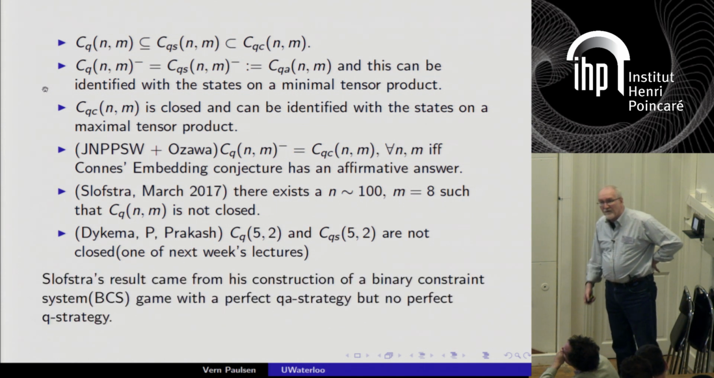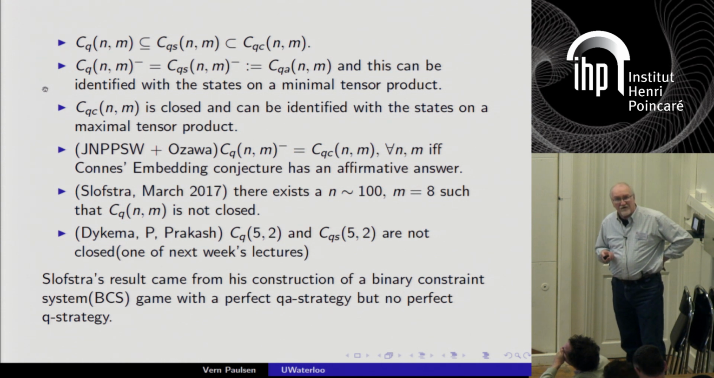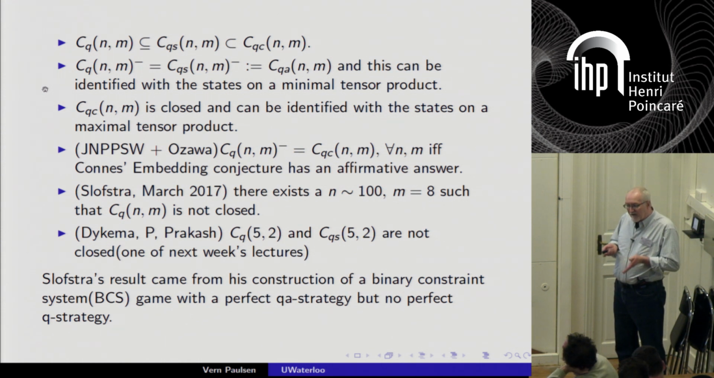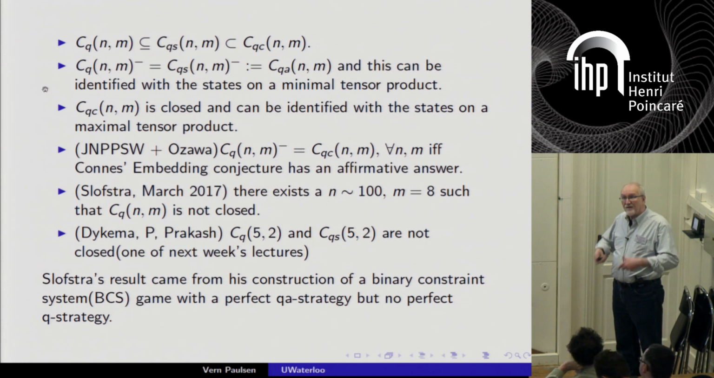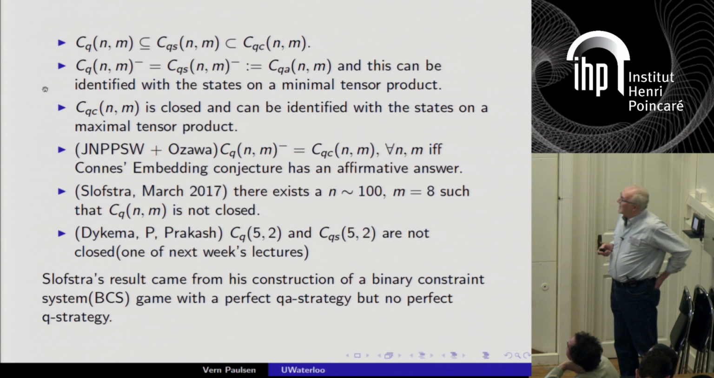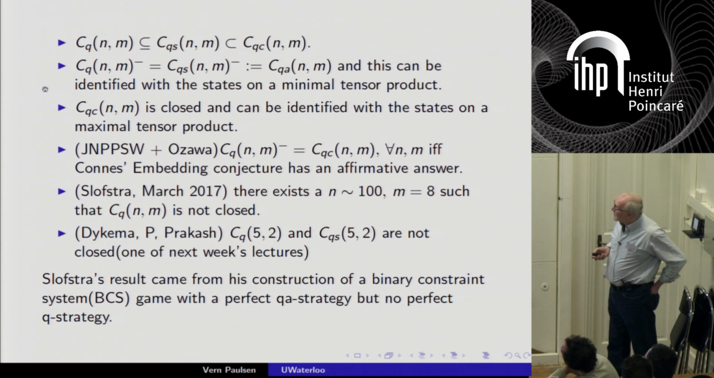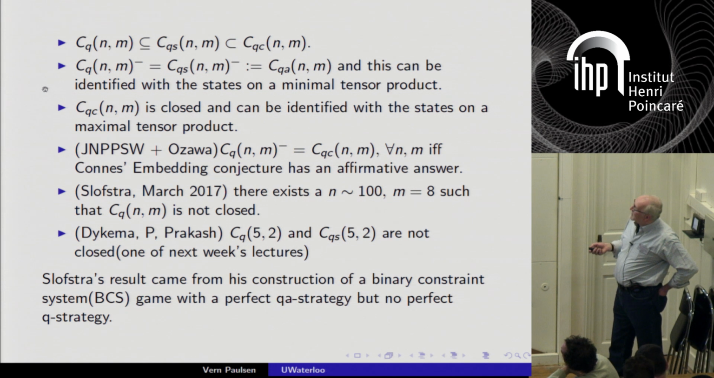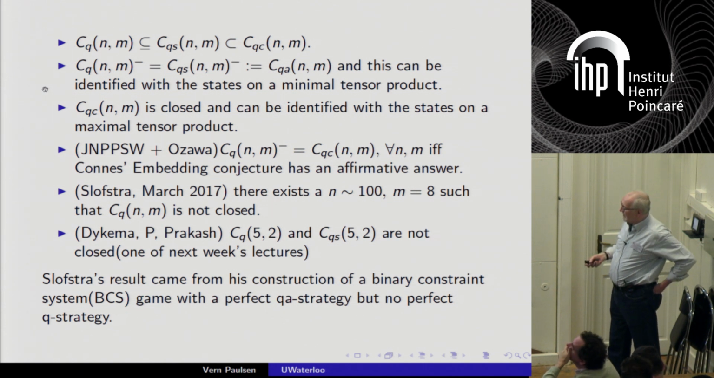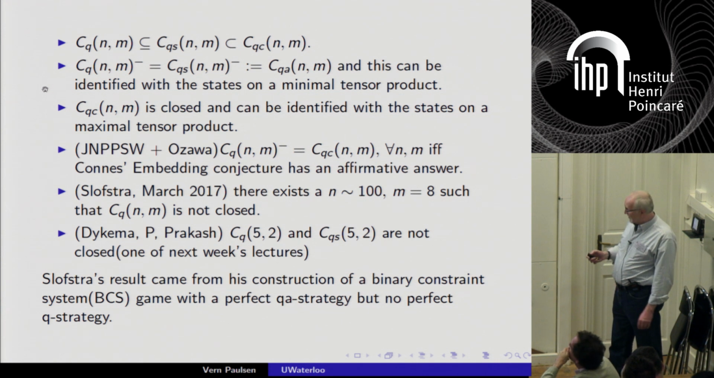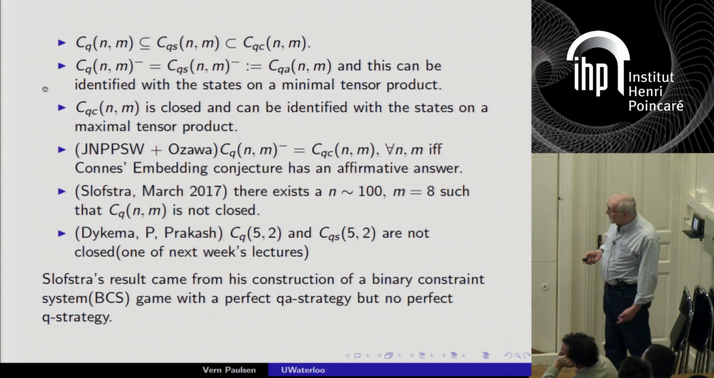So Slofstra's result, one reason he needs much, much larger sizes is that instead of looking at the sets directly, he's showing that there's a kind of game called a binary constraint system game, and it has a perfect QA strategy, but no perfect Q strategy. I'll explain what perfect strategies mean later, but the idea is if the two sets were equal, then anytime you had a perfect strategy of this kind, you'd have to have a perfect strategy of this kind. And so therefore, the Q set and the QA set cannot be equal. So a very indirect proof, but also a very lovely proof.